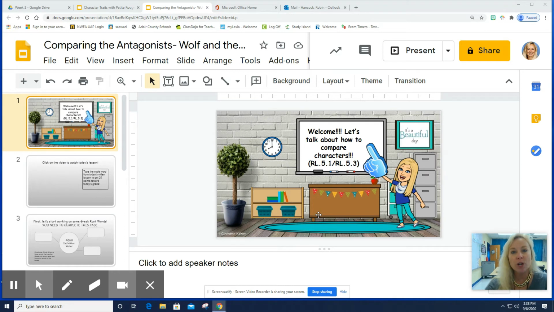This is week 4, and we're going to continue talking about comparing characters. So our standards are still the same. We're still making inferences and quoting text evidence, and we're comparing parts of a story. Today we're going to continue with comparing characters that we had started last week with Little Red and Petite Rouge. But there's a few things before that, so let's look at them.